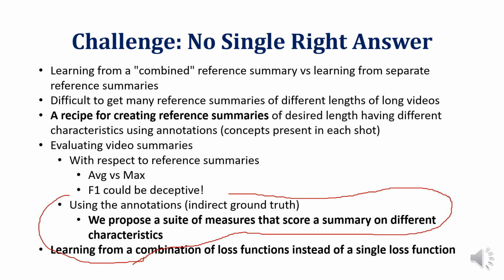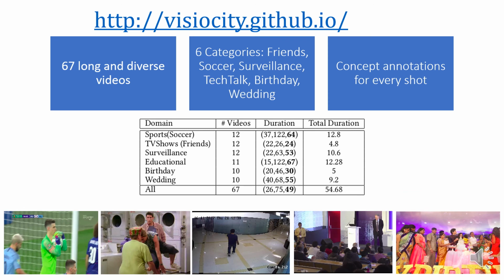And we could learn from a combination of loss functions instead of a single loss function, because we have a suite of measures to score the summary. So we have 67 long and diverse videos, 6 categories. As I pointed out, each category can have a very different flavor of summaries, and there are concept annotations for every shot.